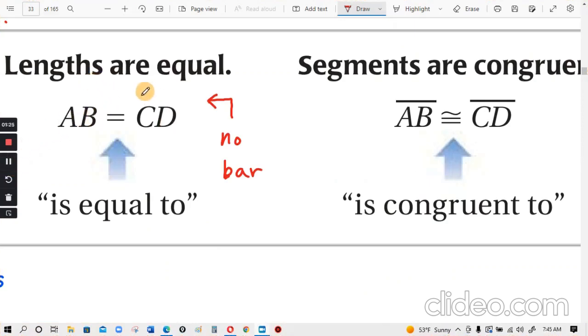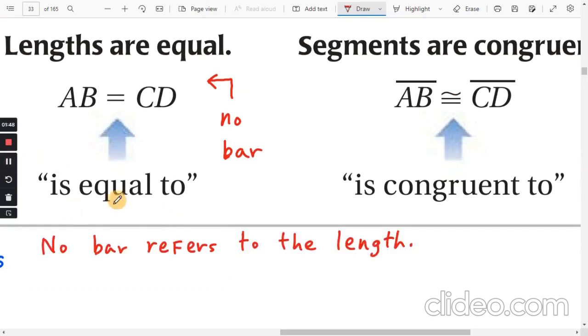So right here, the difference between equal and congruent, they're basically the same thing. But when there's no bar on top of the letters, you use the equal sign, okay? Because that's referring to the length. But when there is a bar on top of the two letters, you use the congruent sign. So when there's no bar on top, that refers to the length.